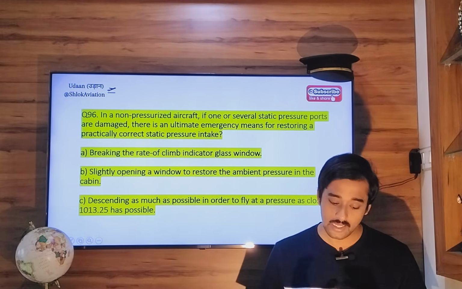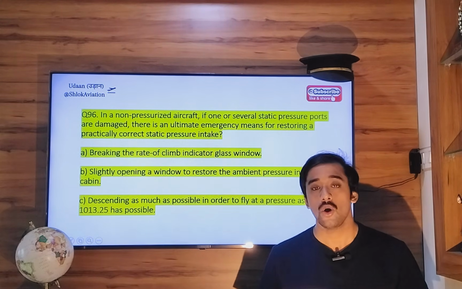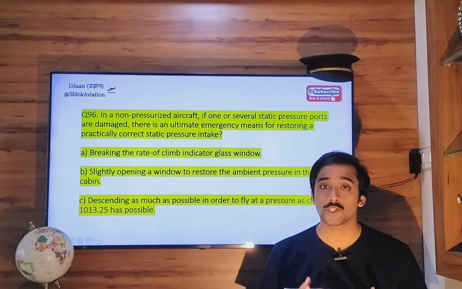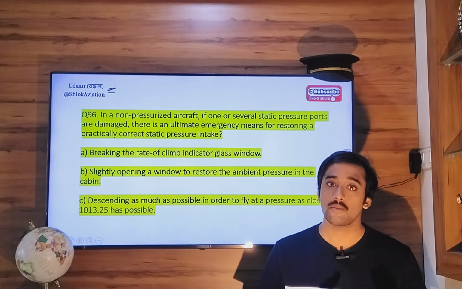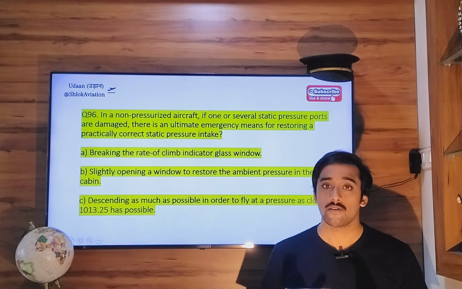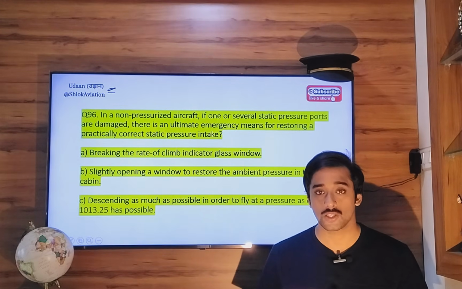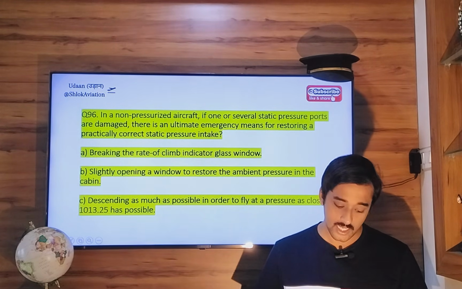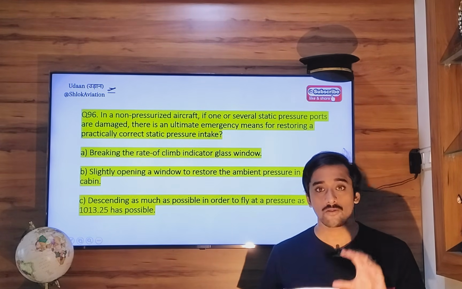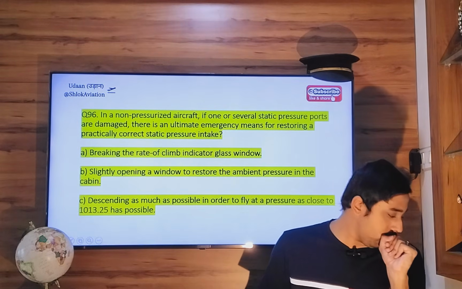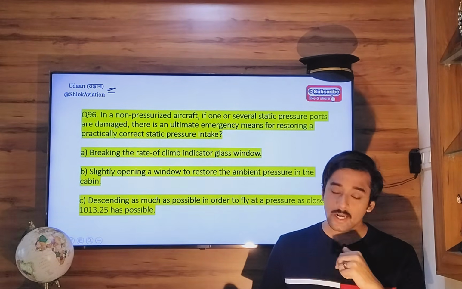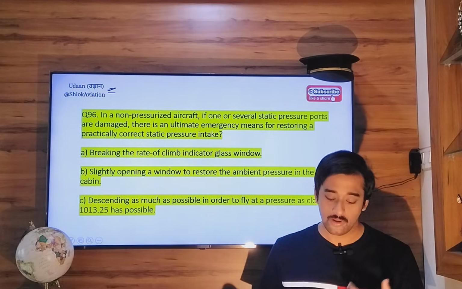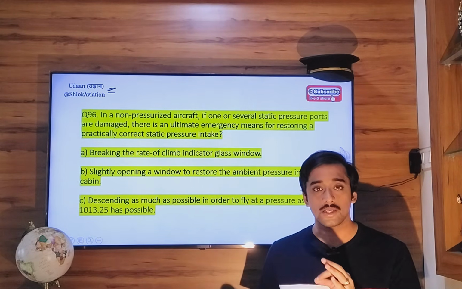So if this really happens to you, what is an alternative? What are your options? What will you do to restore static pressure in these pressure instruments from any other source, if you can remember? The correct answer here is you can break the rate of climb glass indicator, the VSI glass window. Breaking the VSI glass window will help you restore the static pressure.